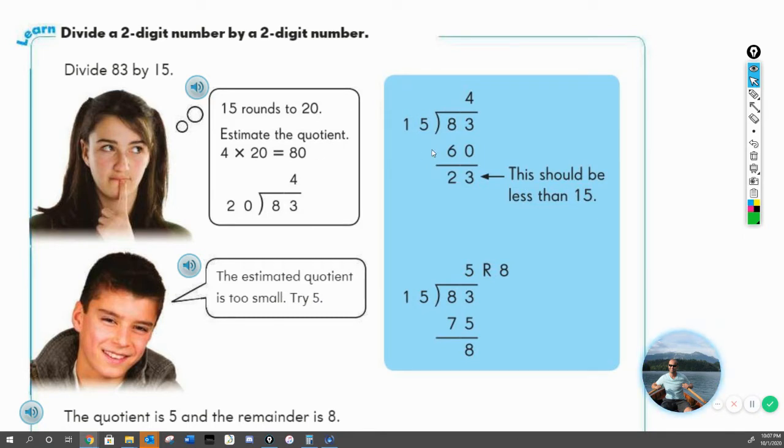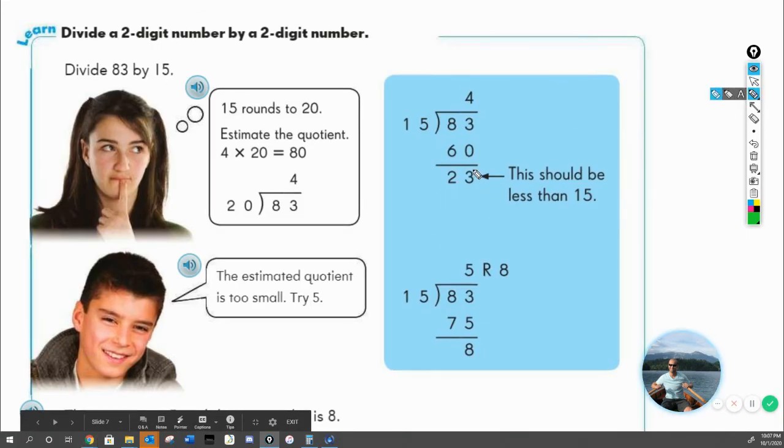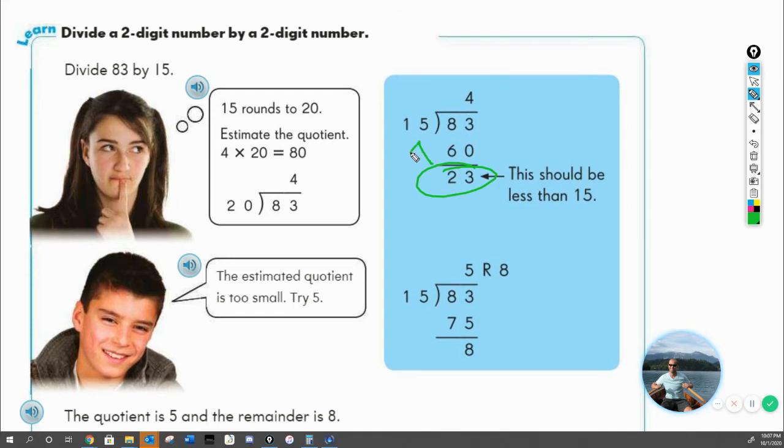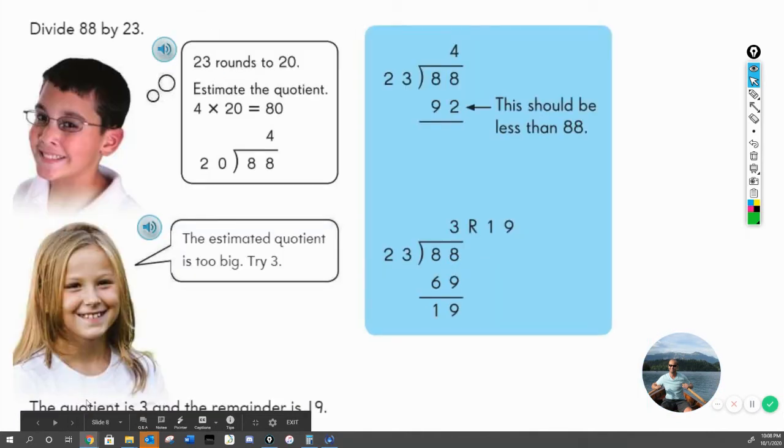All right, before we go, look at this first attempt up here. They tried a 4, and when they got to the check step, this 23 was not smaller than 15, so then you've got to up it, and you do 5. So then you do 15 goes in 83 5 times. 5 times 15 is 75. Subtract, 83 minus 75 is 8. Check: 8 is smaller than 15, and there's nothing to bring down anymore, so you were done. The quotient is 5, the remainder is 8.